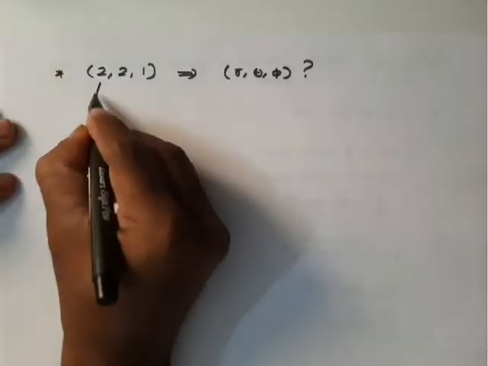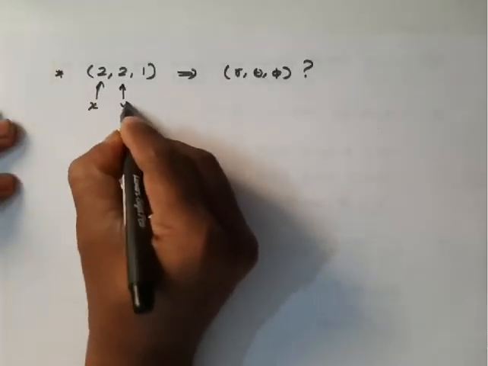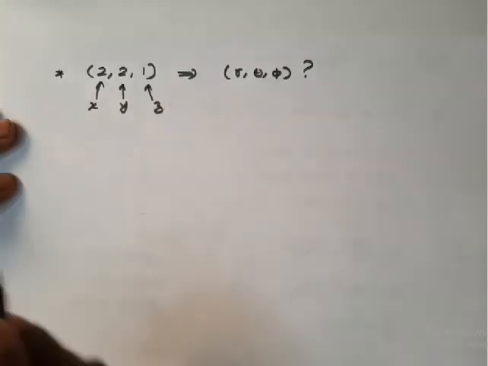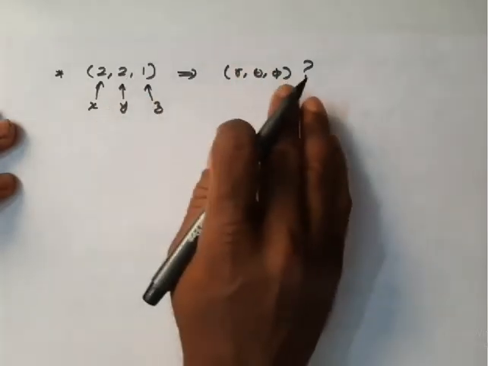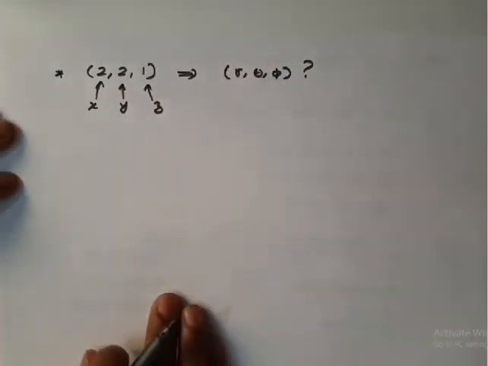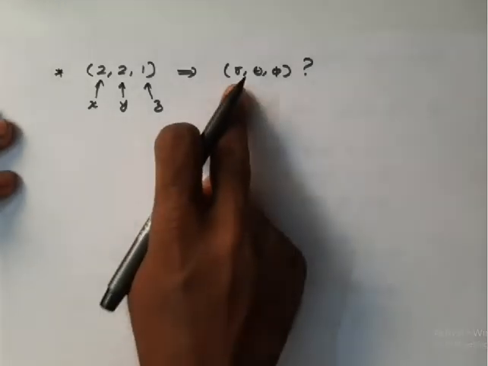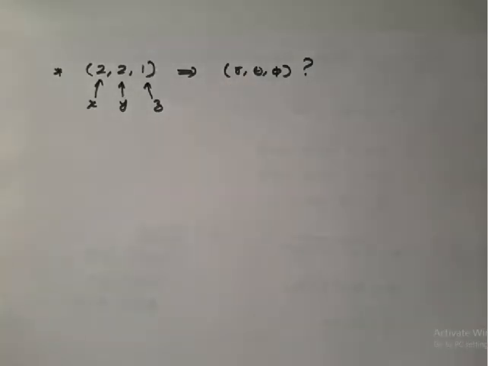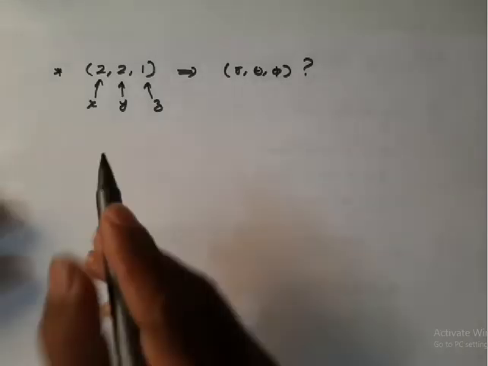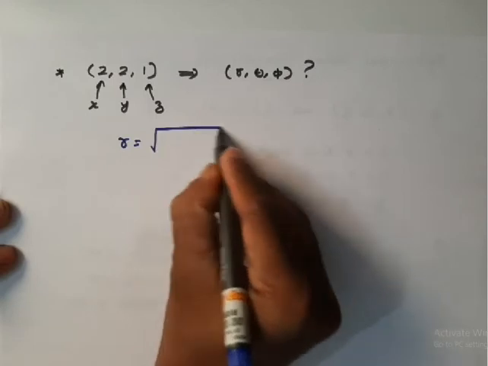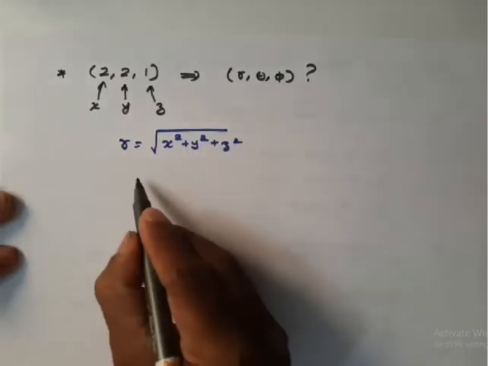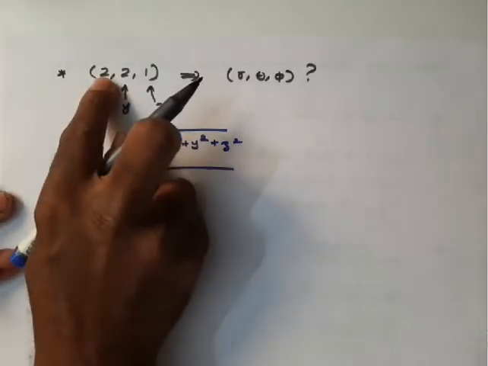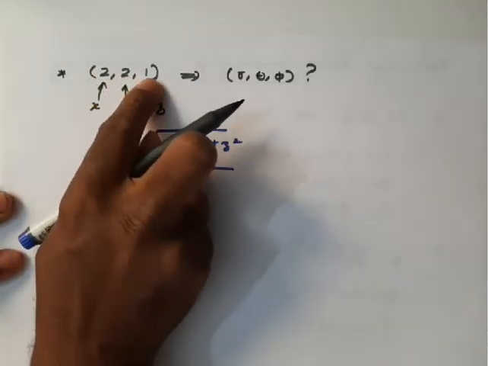Okay, so this is the x value, this is the y value, and this is the z value. So the x, y, z values are available. Now we need to convert this into spherical polar coordinate. How to do that? Very simple. You know the formula. What is r? r is equal to the square root of x square plus y square plus z square. Here x value is 2, y value is 2, z value is 1.